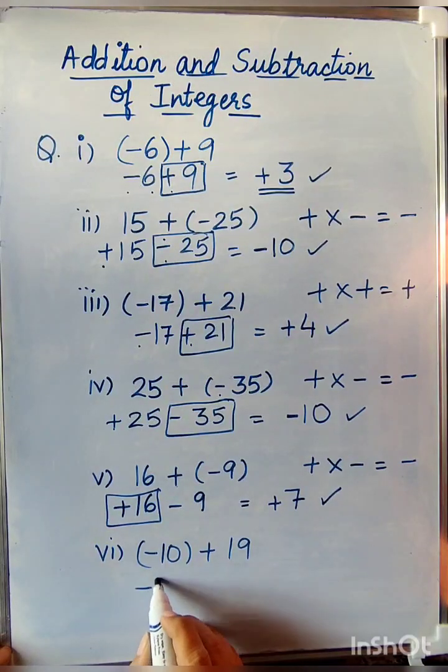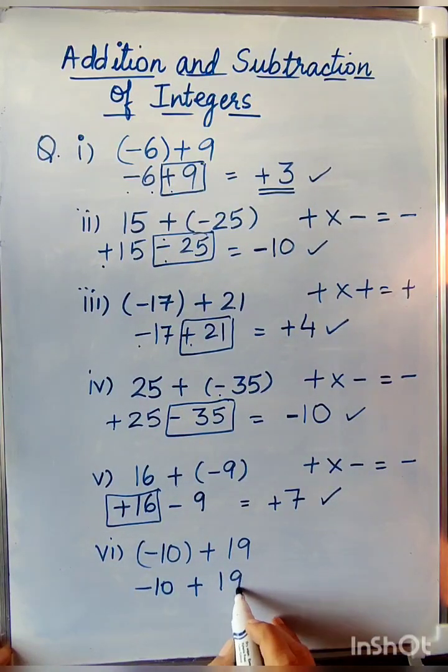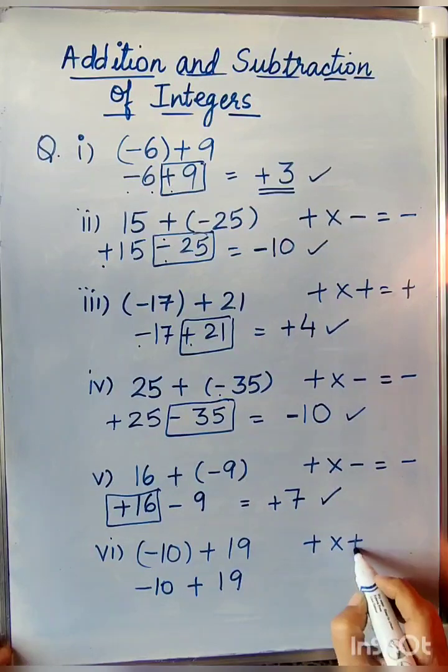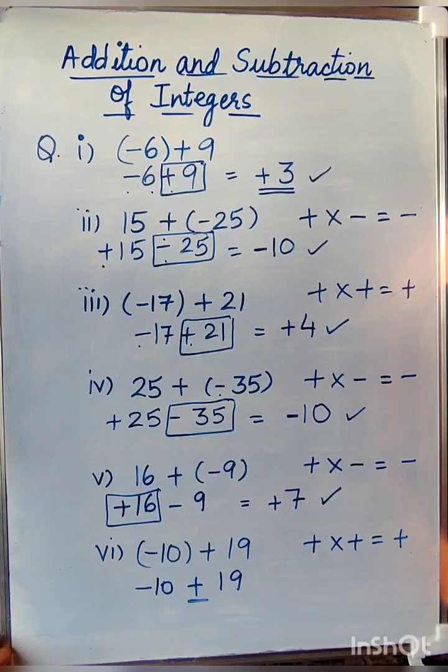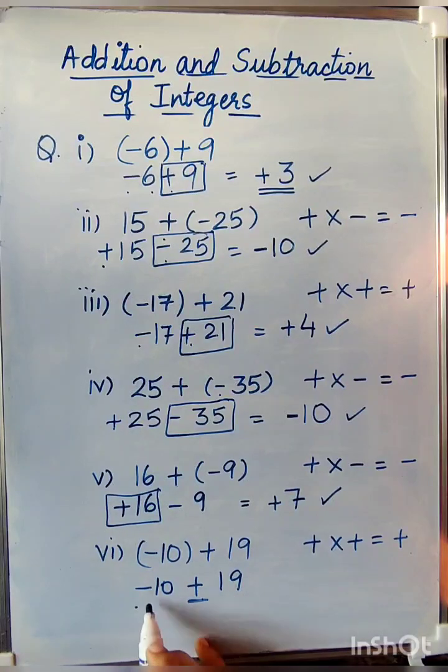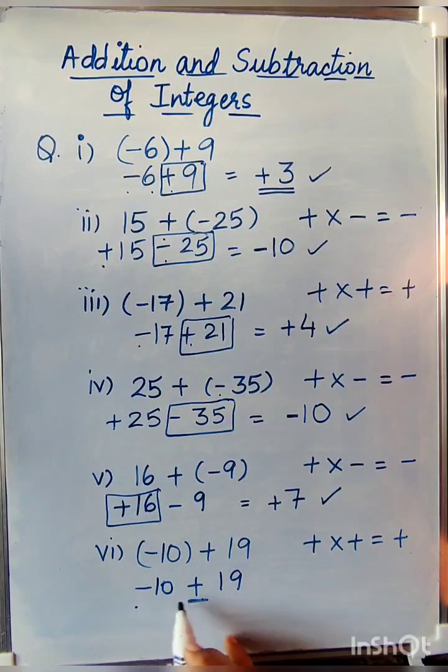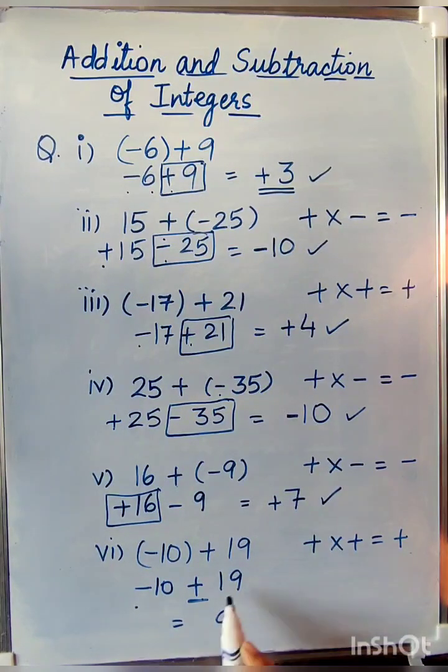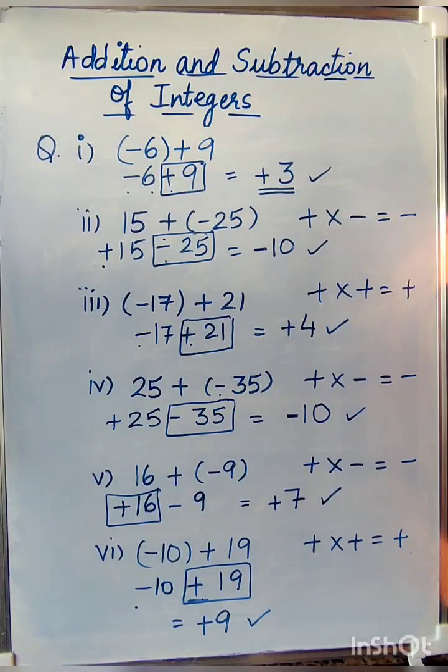Next one, minus 10 plus 19, plus into plus will be plus. Therefore, we will have plus here. Again, both have different signs. Therefore, we will find the difference. So, the difference, that means 19 minus 10, will give you 9 with the sign of the bigger number. So, your answer will be plus 9.